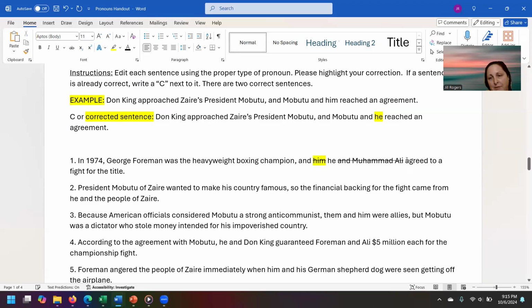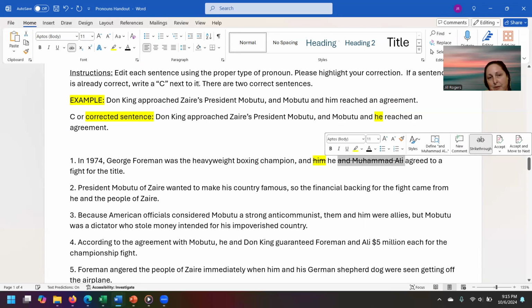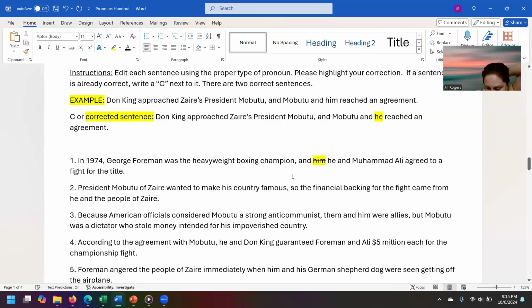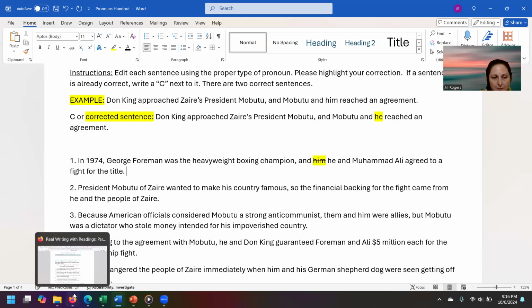Okay. And then you don't need to cross that out because it was just a check, right? But in this case, it's "he and Muhammad Ali agreed," right? Because that's the subject pronoun. That's part of the subject. It's a compound one, but it still needs to be a subject pronoun. Okay, so there are 2 correct ones in that activity, in that practice.